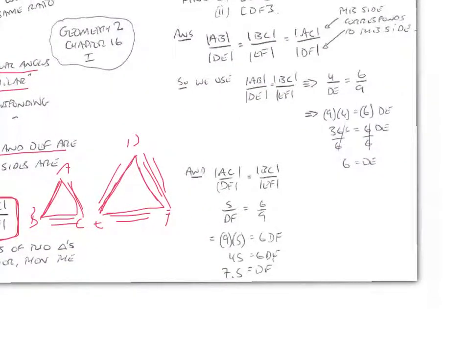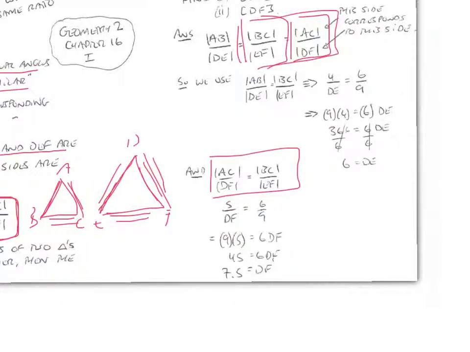And then we want to find DF. So we use the fact that AC over DF is equal to BC over EF. So really we're just taking this part of that ratio equation. So we know AC is 5, we know BC is 6, and EF is 9. And we're looking to find DF, so you cross multiply: 9 fives is equal to 6 times DF, so 45 is equal to 6 DF.